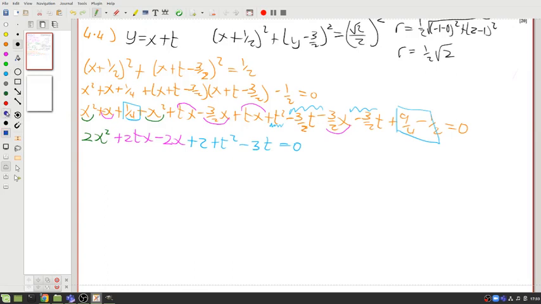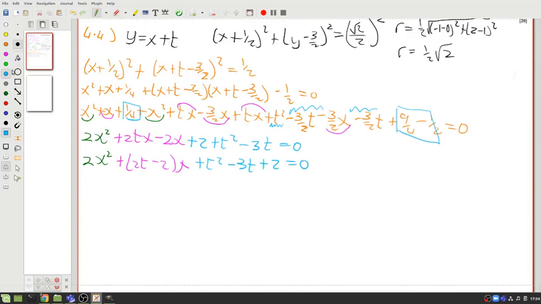Let's factorize this. First we can keep the 2x squared. Actually, let's keep the colors we were busy with. So 2x squared we can keep. Then we can factor out an x over here, so we've got plus 2t minus 2x. And this whole part we can keep as it is because there's no x's involved. So plus t squared minus 3t plus 2 equals 0. Now we have it in the normal form, ax squared plus bx plus c, that we're used to for a parabola or a quadratic.